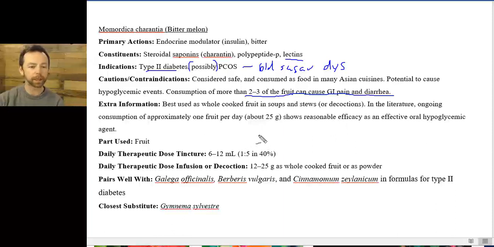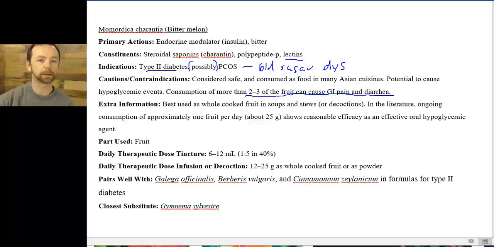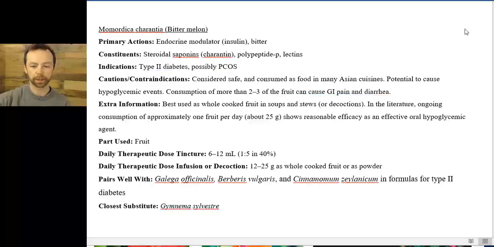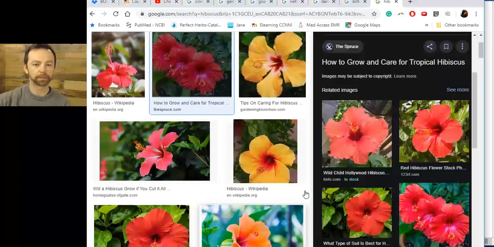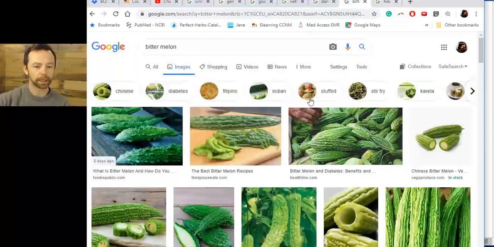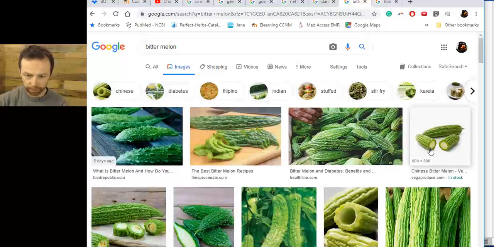So this one seems to be pretty legit. Let's go take a look at it now, and we'll see. You can actually kind of see where it gets its name, because it does look like a little melon. There we go. Looks more like a little cucumber, I think, but sometimes you'll see it hollow, but almost always it's full in the middle, kind of like a cucumber.